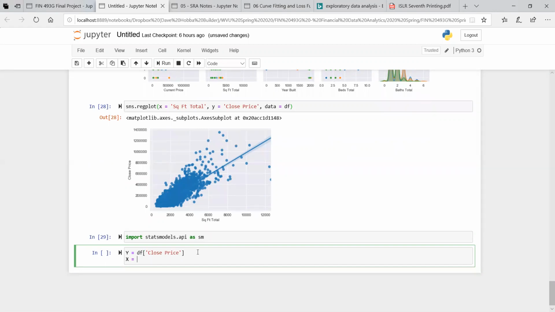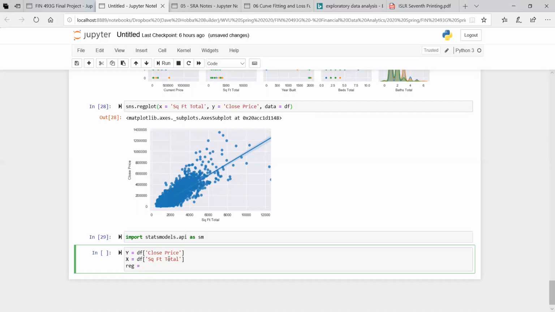Our explanatory variable is going to be the square foot. It's going to be the square feet total. Now, whenever you use statsmodels, we have an intercept. We have the beta 0. We have the intercept of where square feet is zero, the closing price. In order to estimate that, if we just do square foot total, this is going to be wrong, but we'll go through it.